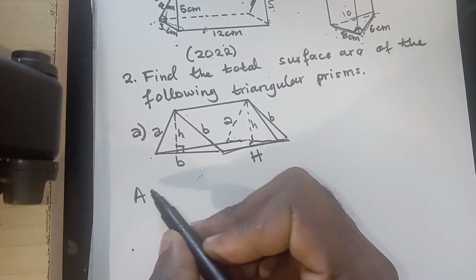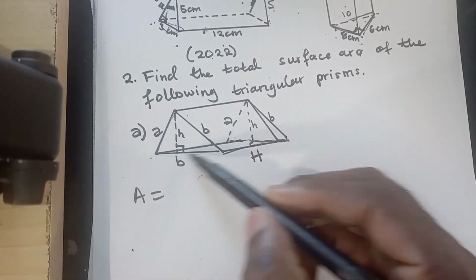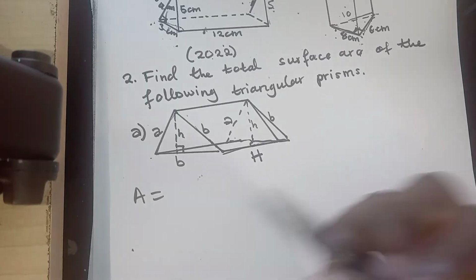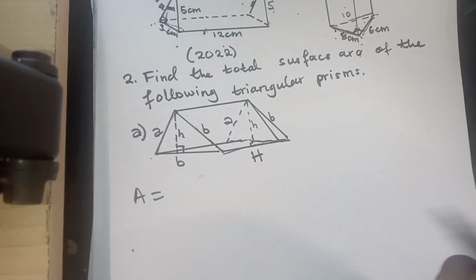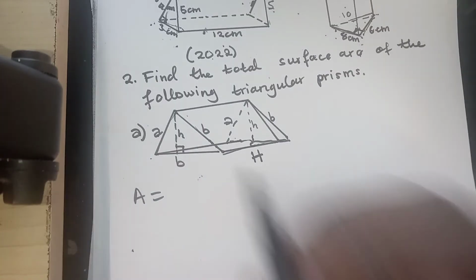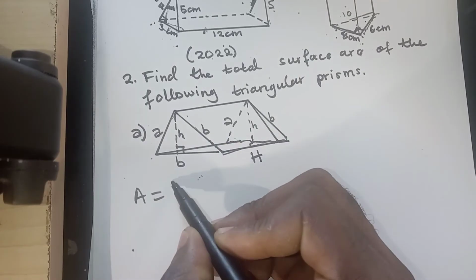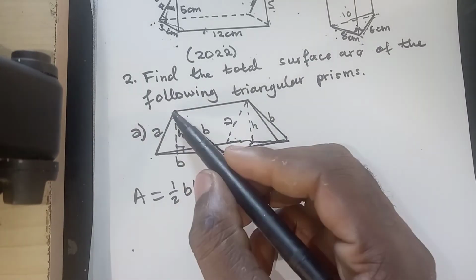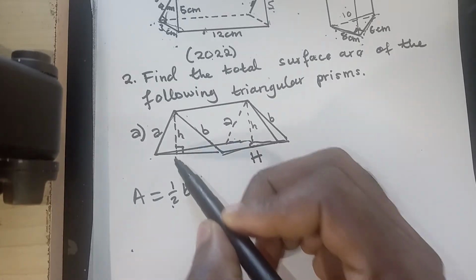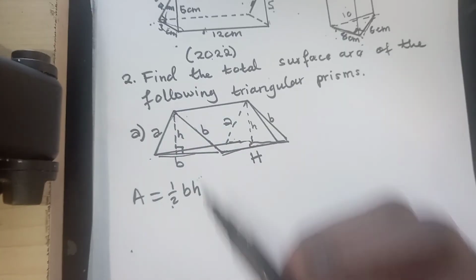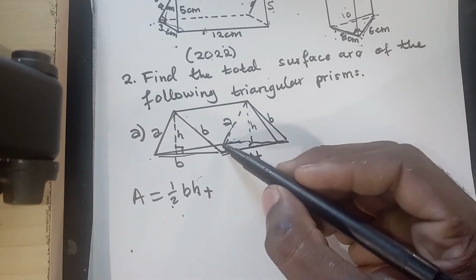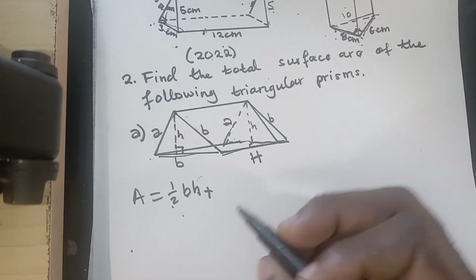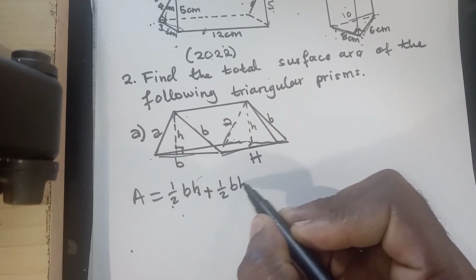So to find the total surface area of this, you can start by finding the area of this. So this is just the explanation of how the formula came about. This is optional. You can skip this part if it's too complicated for you. So you can say half BH. So to find the area of this, you say half multiplied by base times height, where B is perpendicular to H, plus we also have another triangular face there. So you can say half BH.